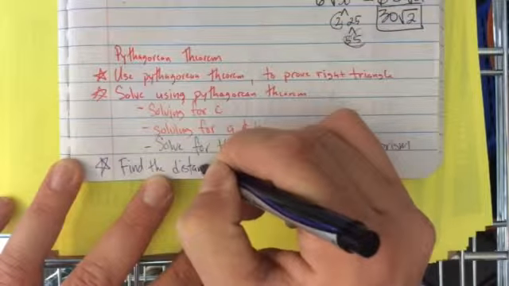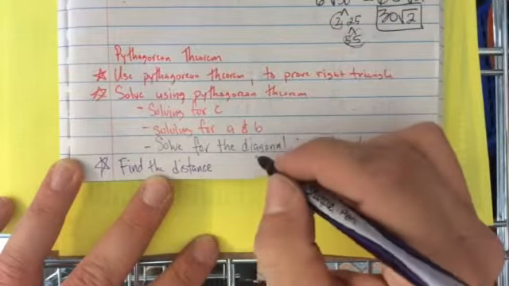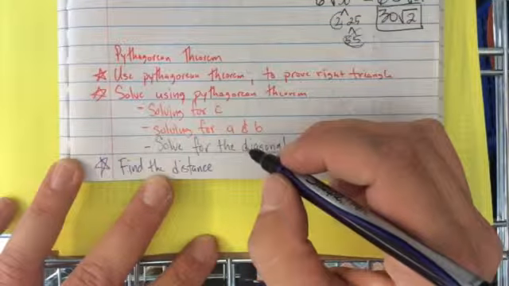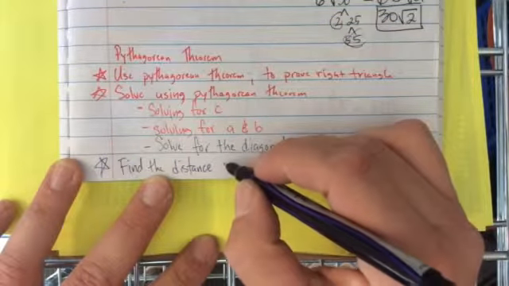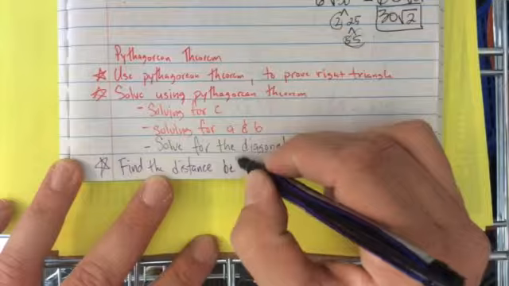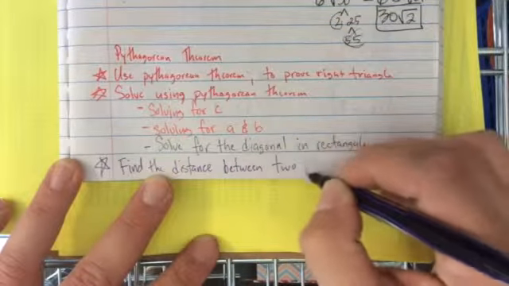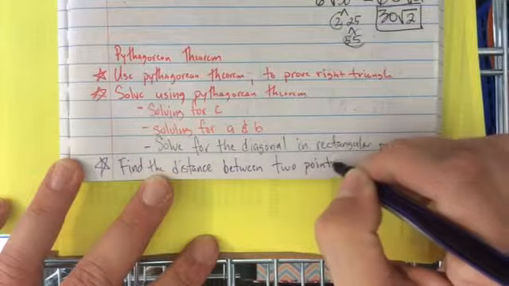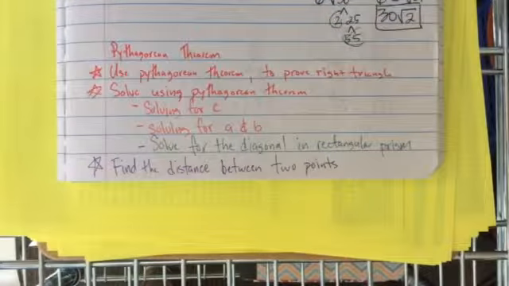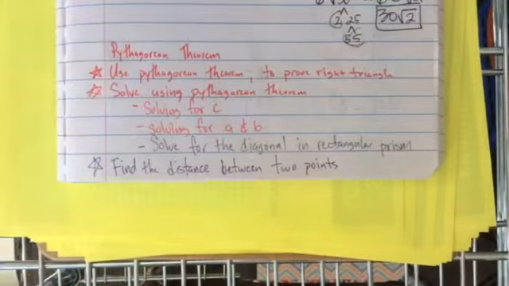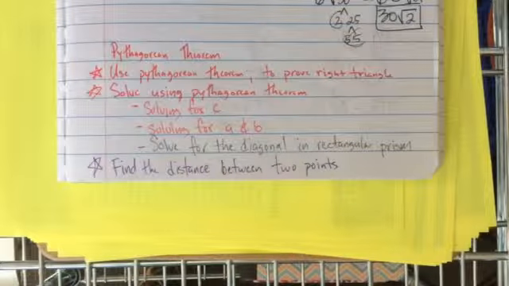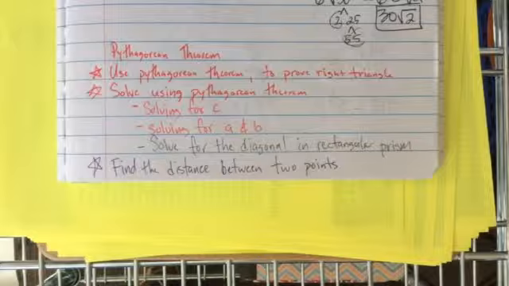What's this for? That was from the 3D lesson. So find the distance between 2 points. I'm guessing you just want to split it up into 2 triangles. Yeah. No, that's not this.